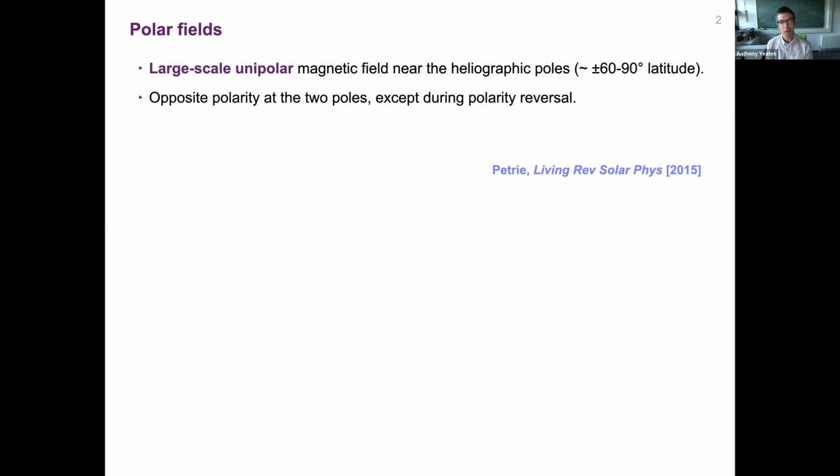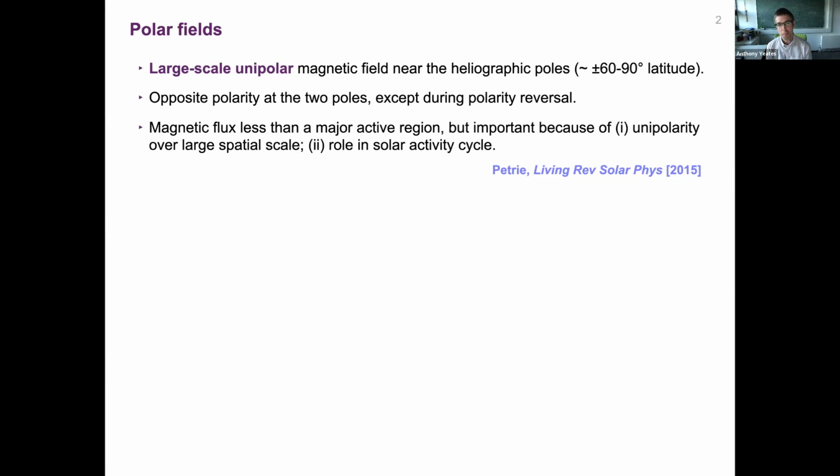Now, they have opposite polarity at the two poles usually, the North and South, except during the polarity reversal when there's no net field necessarily or consistent field at each pole. The actual amount of magnetic flux is not very high. It's less than a major active region, for example.